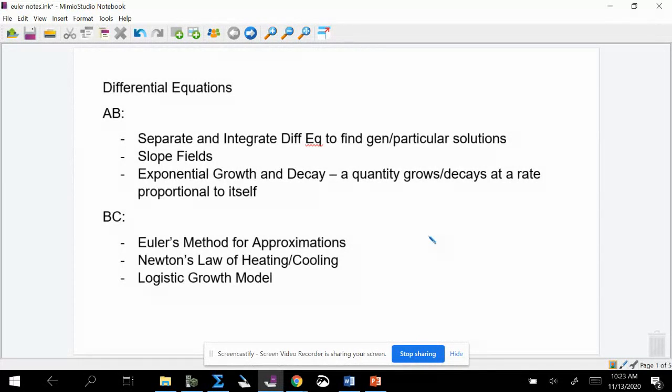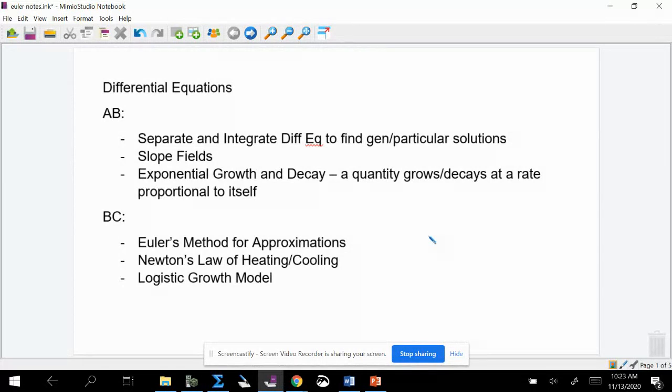So our next chapter, it's hard to even call it a chapter, kind of like a mini topic, is going to focus on differential equations, which is a chapter that we covered back in Calc 1. It was chapter 6. So I just want to start by giving you an overview of basically what we've done in AB last year and where we're headed in BC.